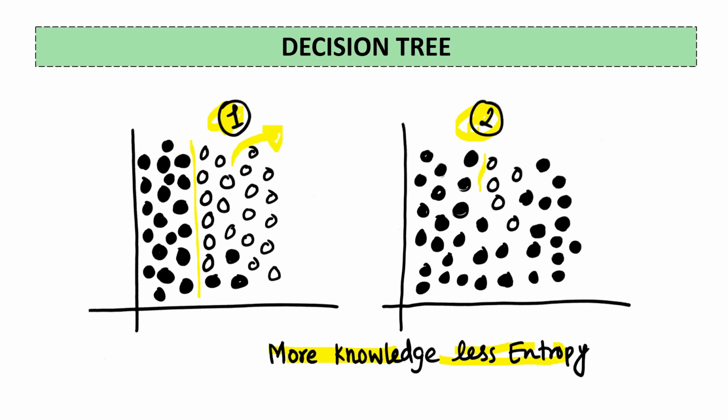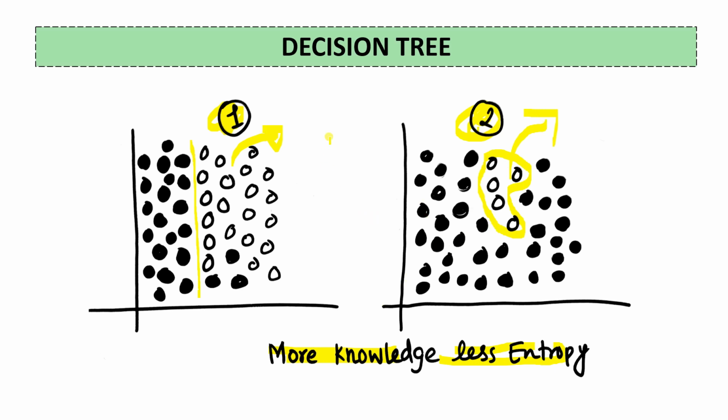But in here you can see you are getting more knowledge here. That means it has less uncertainty. You can easily gain the knowledge from here, so it will have less entropy. That means the more knowledge you can gain, the less entropy it has.